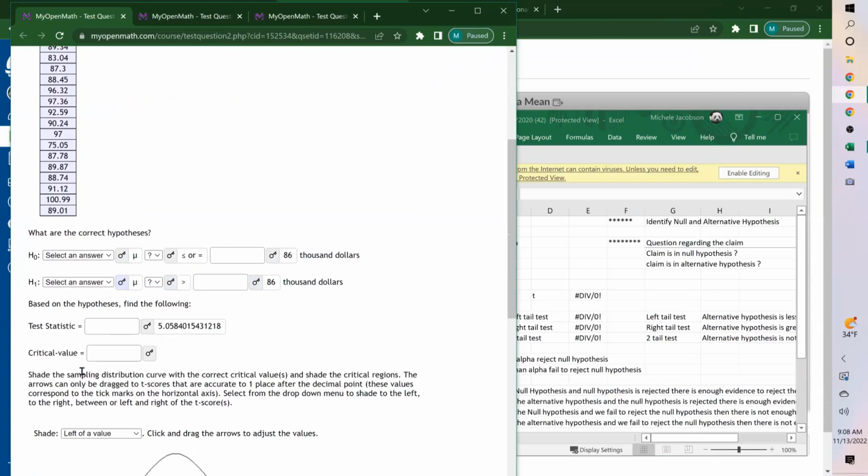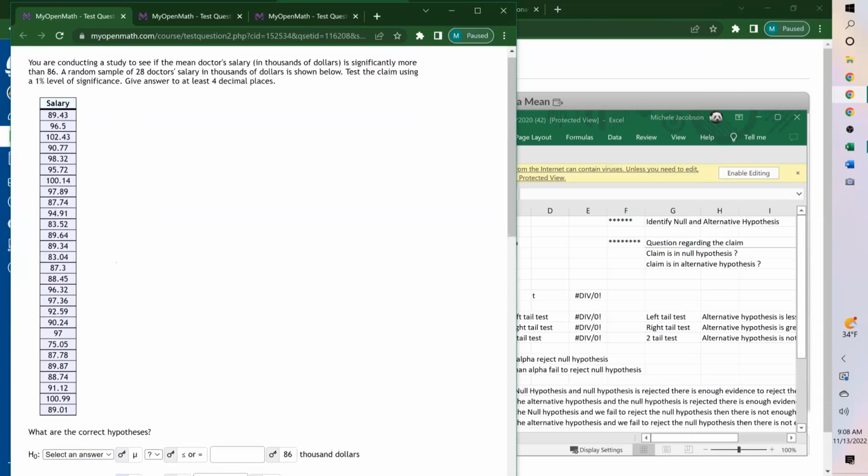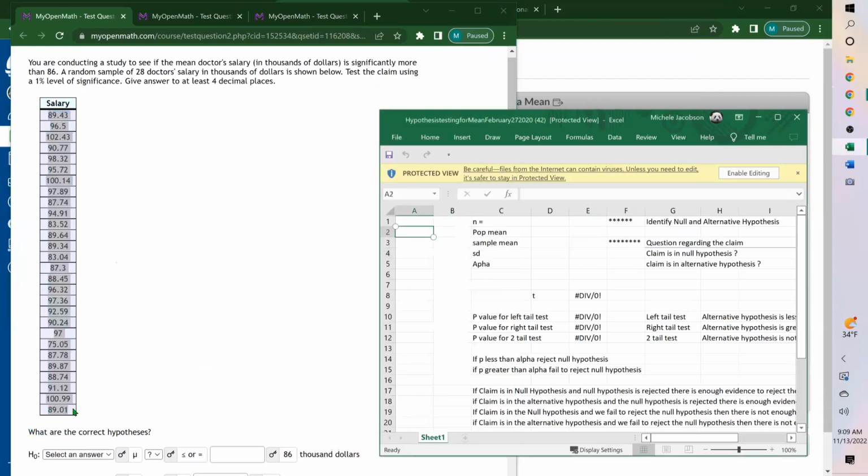To find the test value and the critical value, we first need to find the mean of the data because they didn't give us the mean. So we have to find it. Let's see, maybe this will let me copy it. We'll see. I'm going to put it over here. Enable editing.